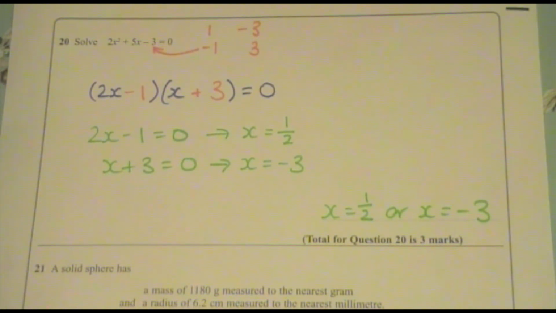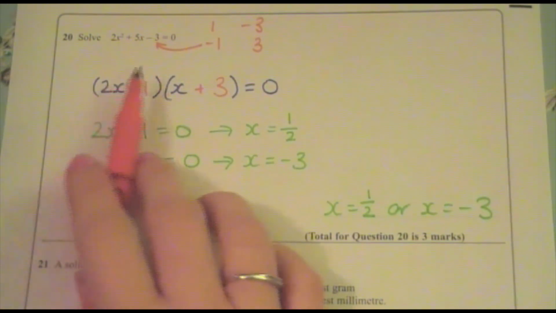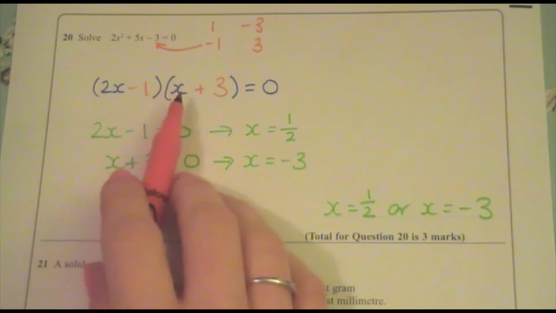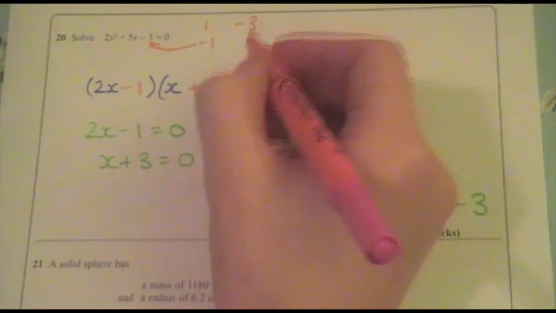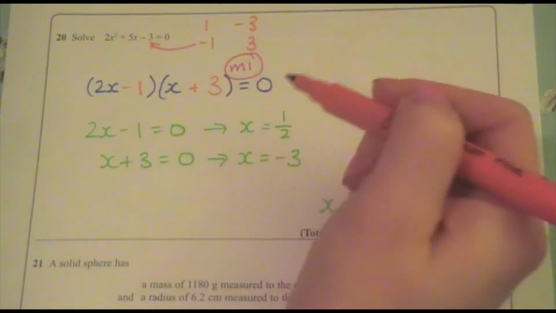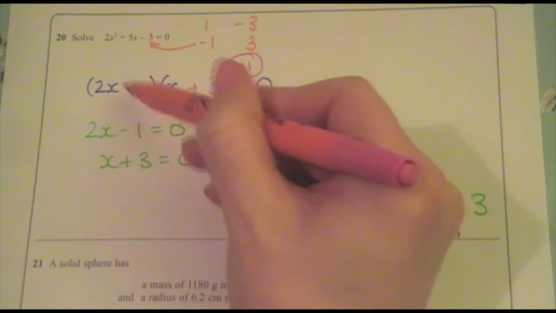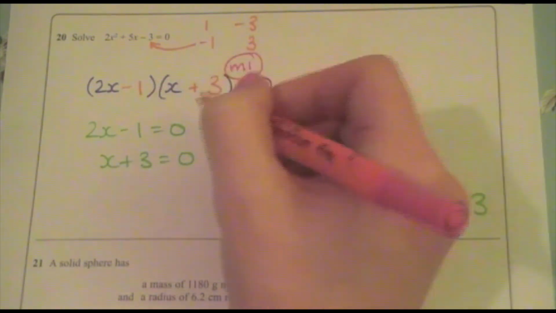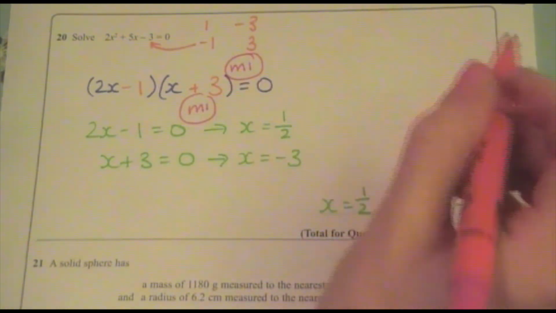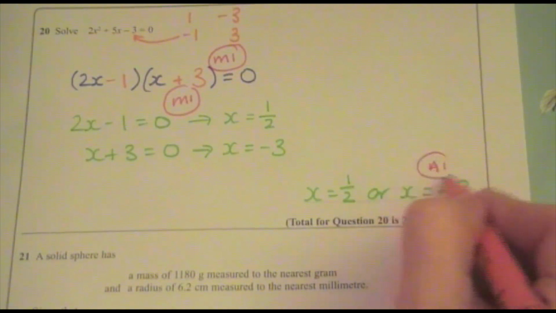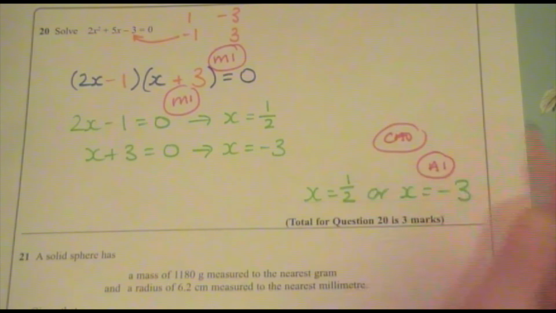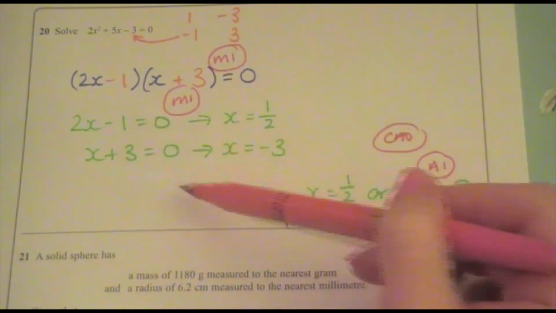My first mark then is going to come from knowing that 2x and 1 need to be in one bracket, and a single x and 3 needs to be in the other. My second mark is for actually getting the signs correct, so the fact that I'm going to have a negative 1 and a positive 3. And my final mark is for getting the correct answer. And this is a correct answer only mark, therefore I would have to show all my workings to get the other 2 marks.